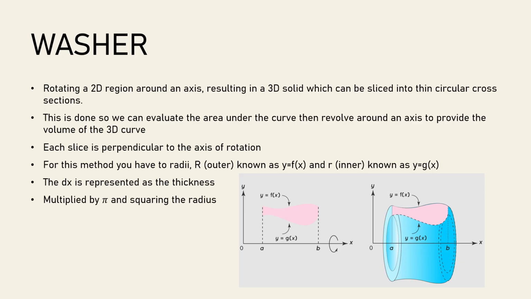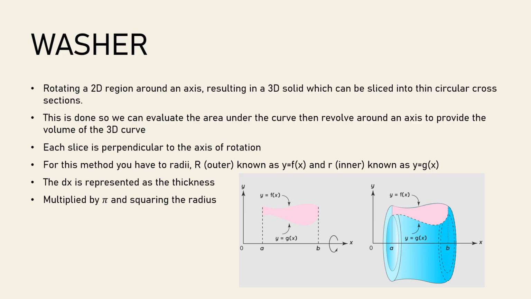The washer method is used when a two-dimensional region is revolved on an axis and the resulting solid contains a hole in the middle. To understand why it's called a washer method, think about a washer used with a bolt. It looks like a circle with a hole cut out of the center. When we rotate the region around an axis, each thin slice creates one of these washers. These slices are always perpendicular to the axis of rotation.